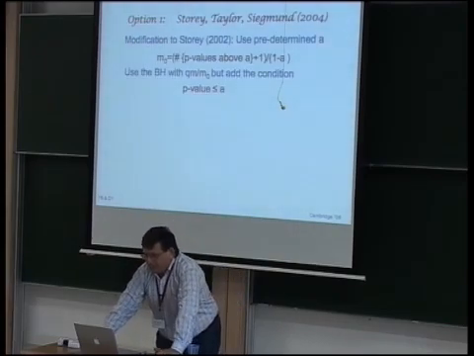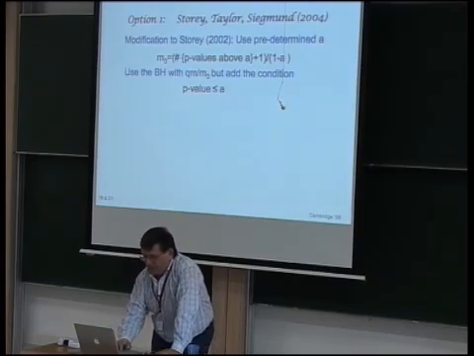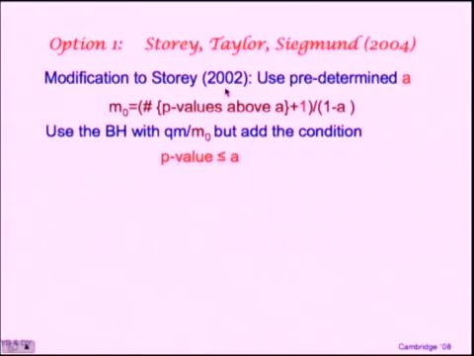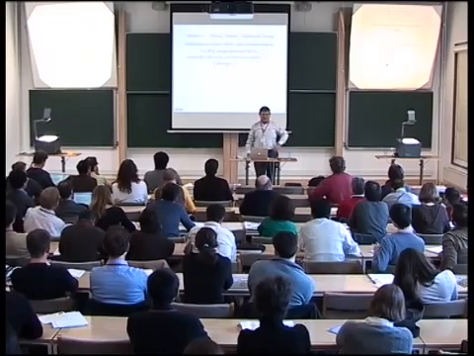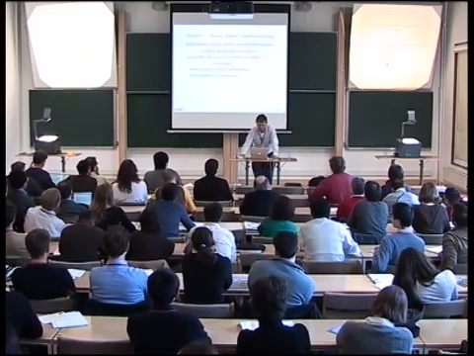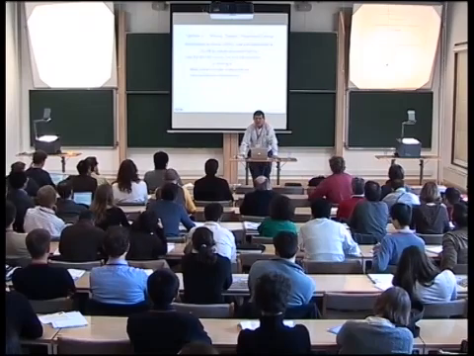First option is the Storey, Taylor, and Siegmund suggestion, which is a modification to the original Storey. Use some predetermined alpha, say a equals a half. Take the number of p-values above half, plus 1, and divide by 1 minus half. And then use the BH with q times m over m naught, but add the condition that you only reject p-values less than this a. And this was shown to control the FDR under independence.